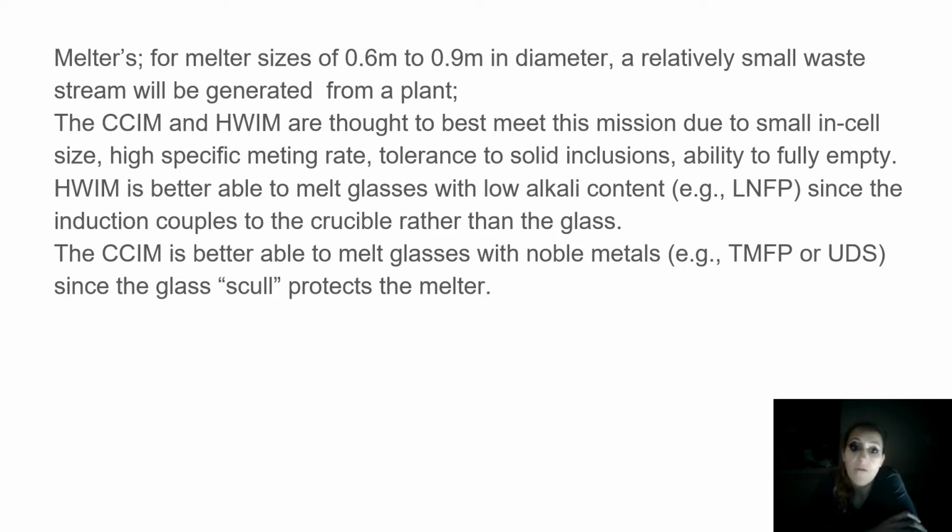HWIM is better able to melt glasses with low alkali content, e.g. LNFP, since induction couples to the crucible rather than the glass. The CCIM is better able to melt glasses with noble metals, e.g. TMFP or UDS, since the glass skull protects the melter.